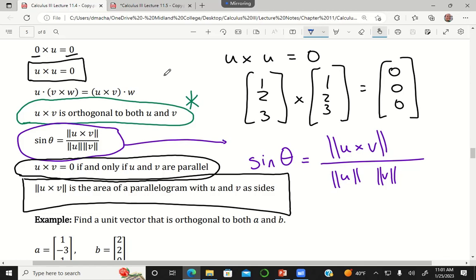We have this formula where theta is the angle between the vectors u and v. And again, like I said last time, that should look really suspiciously familiar to a similar formula we had for the dot product, right? Where we said cosine of theta was equal to u dot v divided by norm u norm v. And then the last thing I said is that the norm of the cross product is actually the area of a parallelogram with u and v as the sides of the parallelogram.